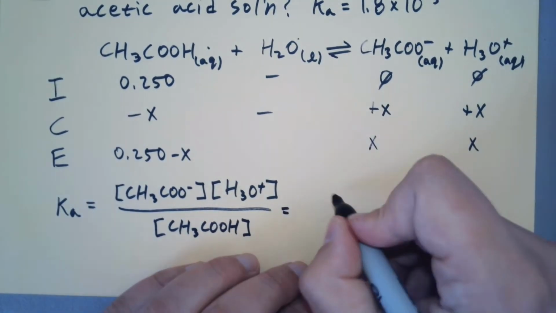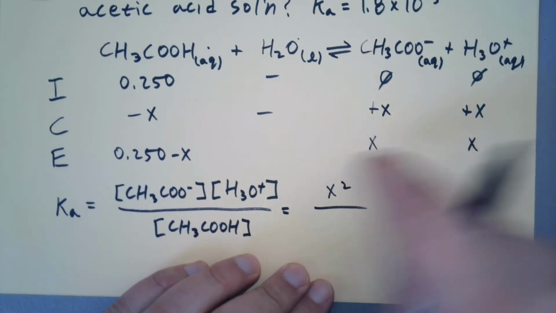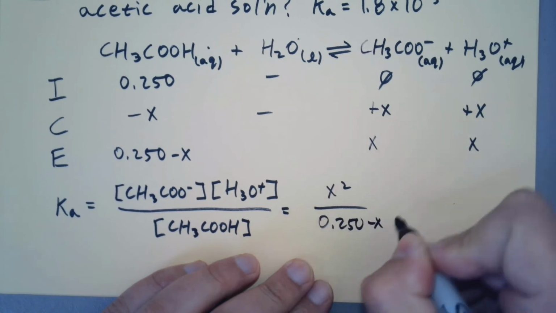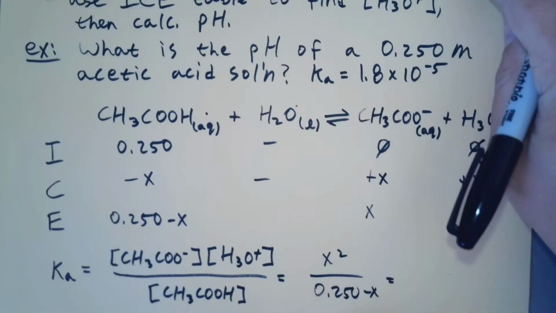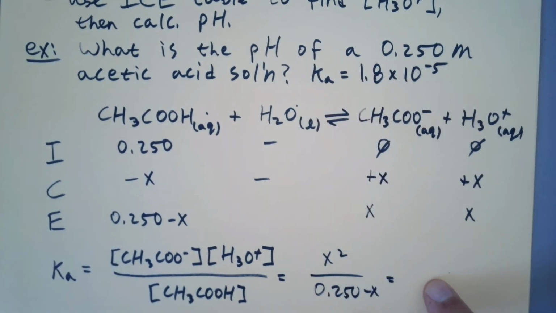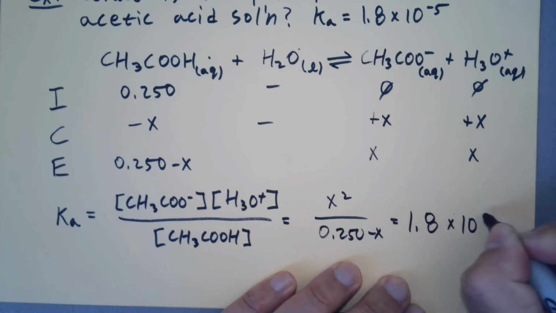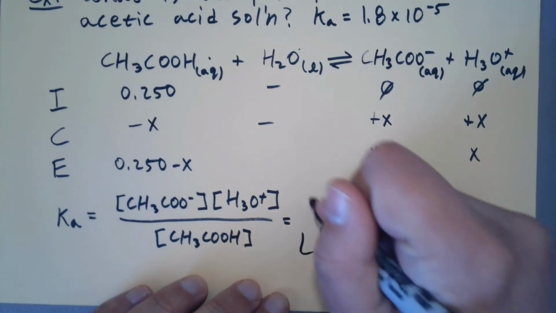Substituting in my equilibrium values, I get x squared up here, x times x, over 0.250 minus x, and that's equal to 1.8 times 10 to the minus 5. Okay, and so this is what we focus in on.